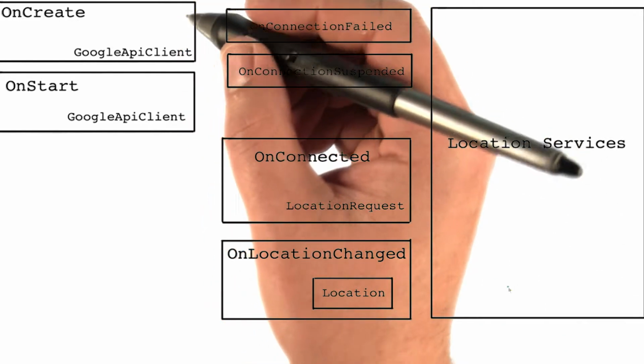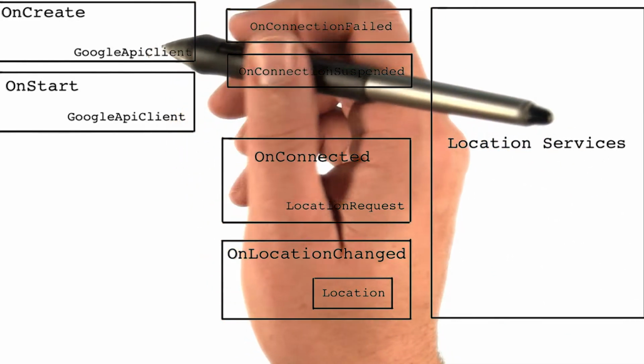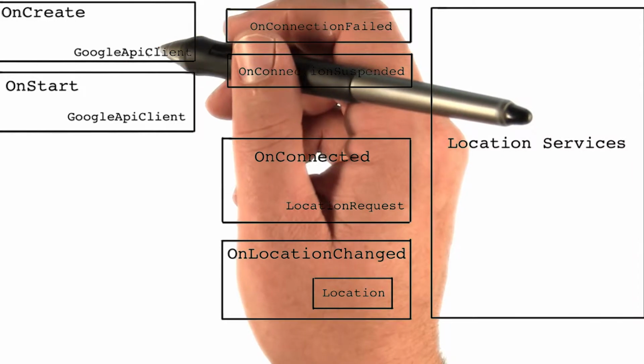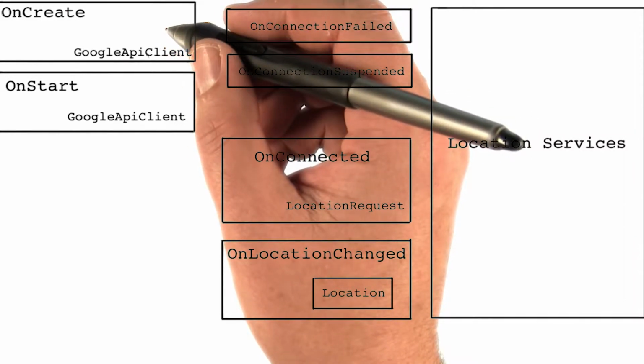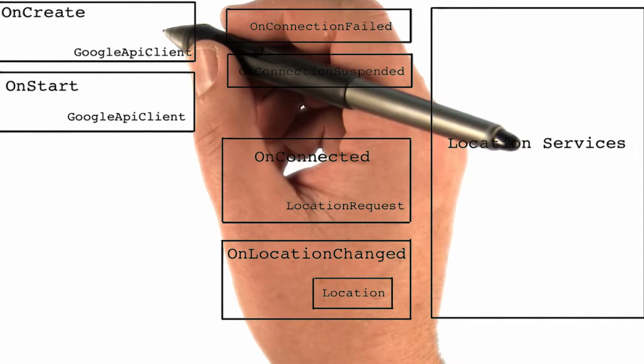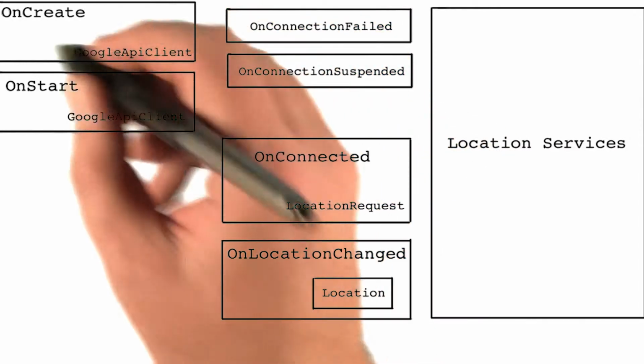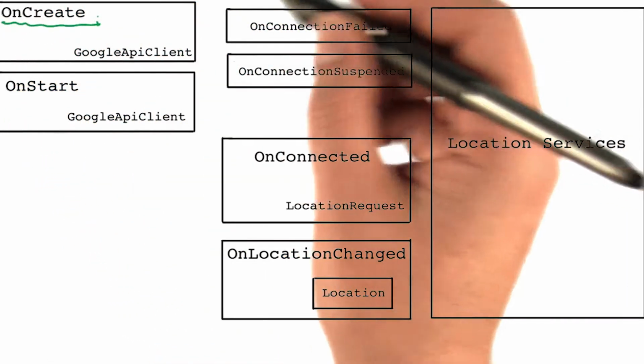When building an app that uses location services like this, there are a number of events that happen in the app lifecycle in addition to the usual activity lifecycle events. Let's take a look at the entire set of events one by one and specify what we need to do in each. First, of course, is the onCreate method.